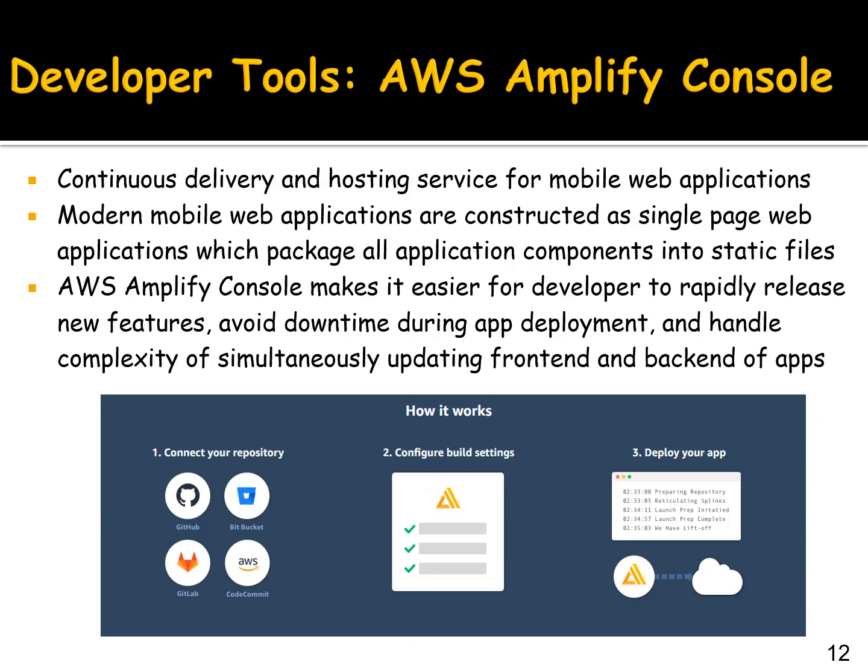AWS Amplify Console is a continuous delivery and hosting service for mobile web applications. As an example, the AWS Amplify Console provides a Git-based workflow for deploying and hosting full-stack serverless web applications. A full-stack serverless app consists of a backend built with cloud resources such as GraphQL or REST APIs, file and data storage, and a front-end built with single-page application frameworks such as React, Angular, Vue, or Gatsby.